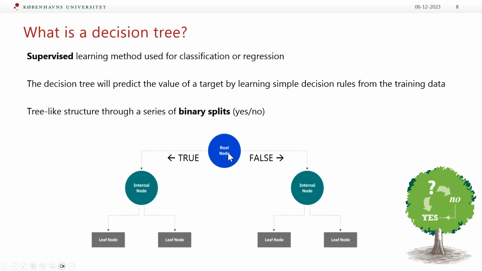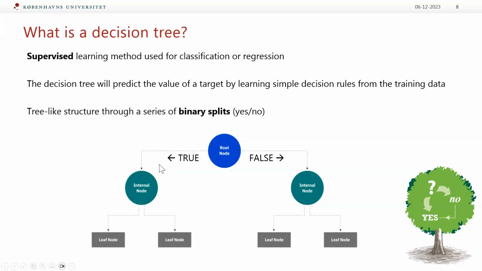The root node is where we ask the first question that should be defined in such a way that it best separates data into two subsets that are as pure as possible. And pure in this context means that it is as close to having only one class in it as possible.